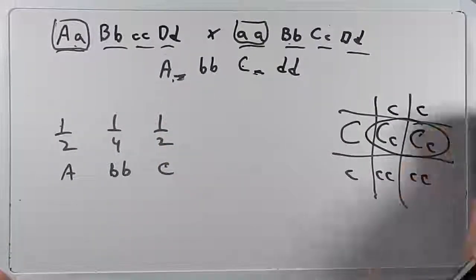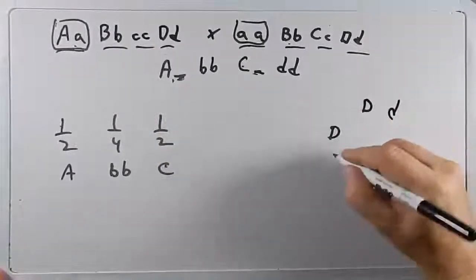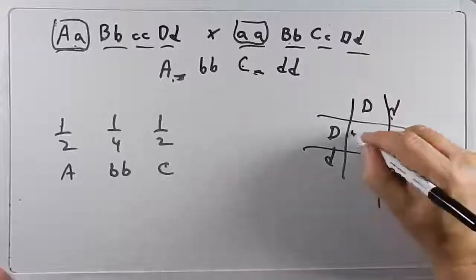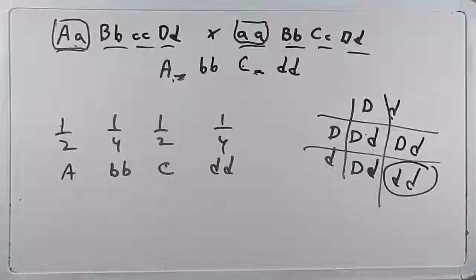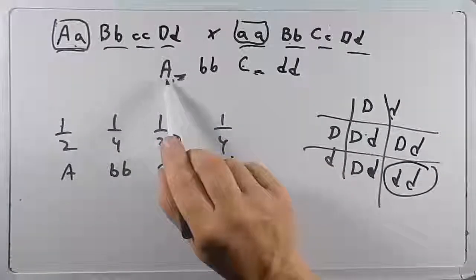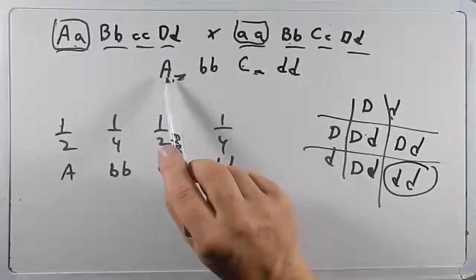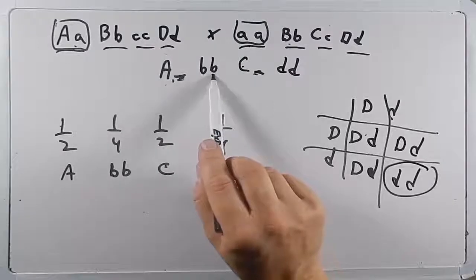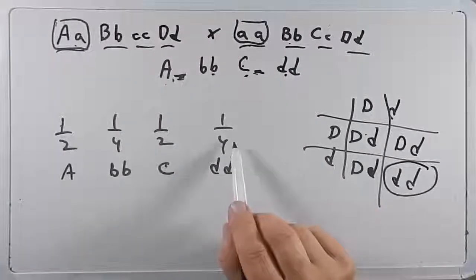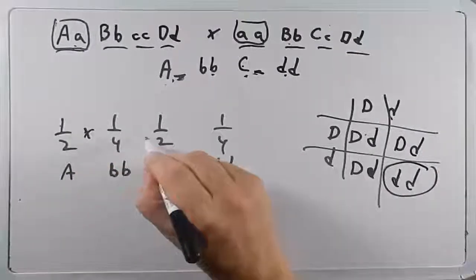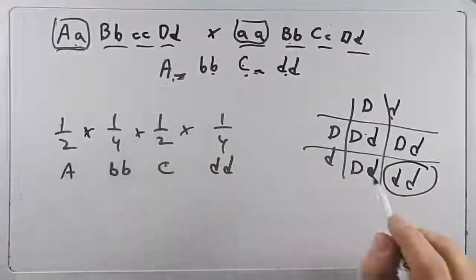Now let's do our last one. Big D, little d, big D, little d. Complete the Punnett square. The probability of being little d is 1/4. So the overall probability that they will have a child that is big A, little b phenotype, big C phenotype, little d phenotype is the product of these 4 fractions. So let's go ahead and multiply these through, and that will be our answer.